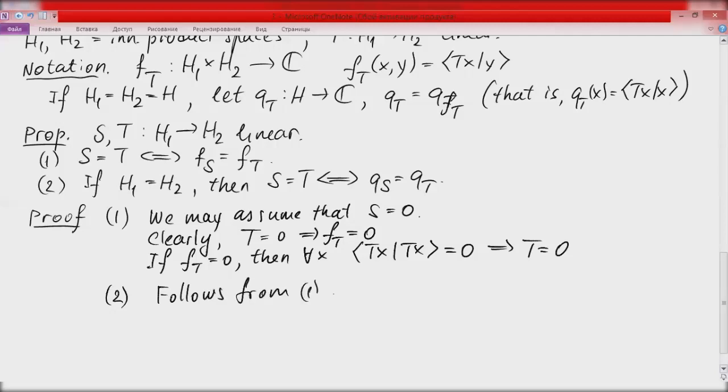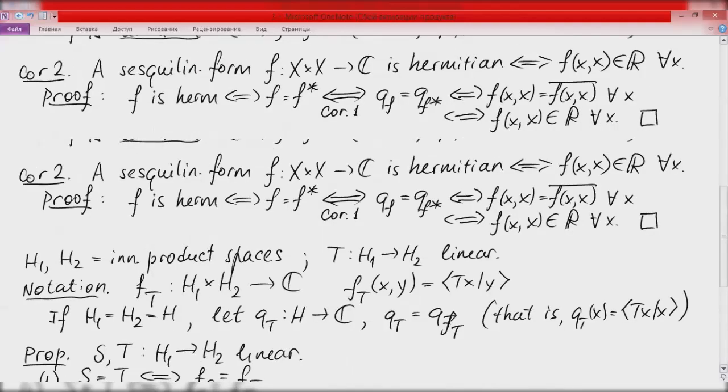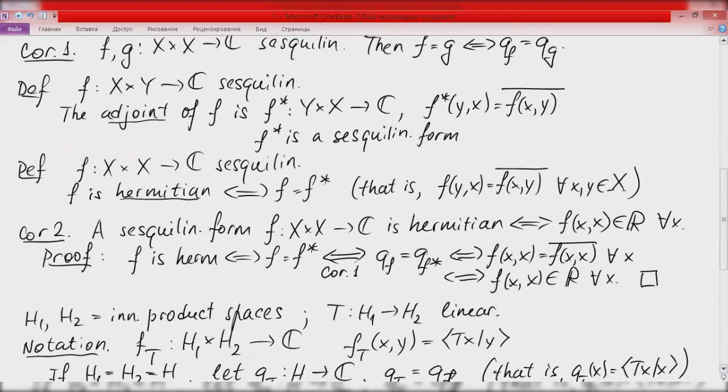And from corollary 1. So let's recall that corollary 1 says that 2 sesquilinear forms are the same if and only if the restrictions to the diagonal are the same.